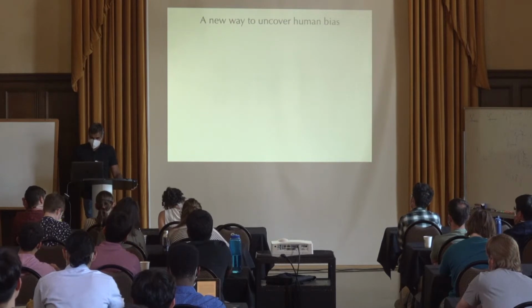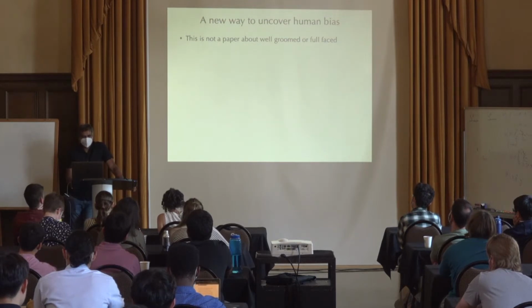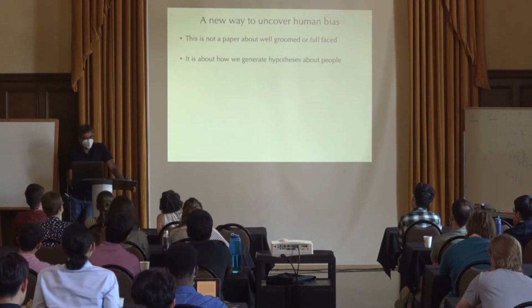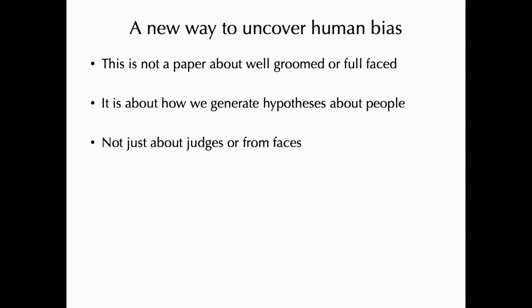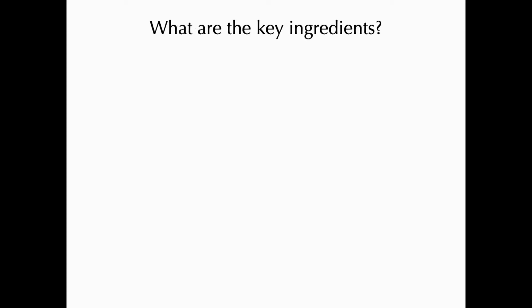So let me argue this is not a paper about well-groomed or some people being full-faced. I hope you see it's not a paper about judges per se, but that it gives us a way to generate hypotheses about people, not just judges or from faces, but a procedure to create new hypotheses about why we as people do what we do. What are the key ingredients? Well, we need some behavior to predict. We need some data with which to predict it.